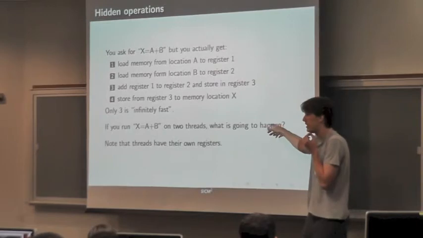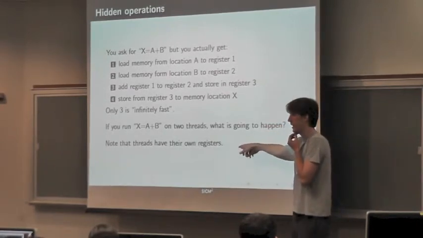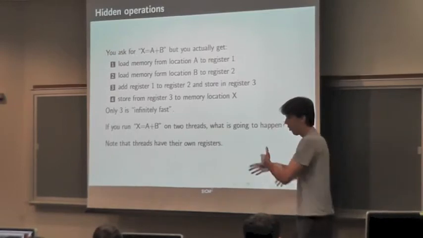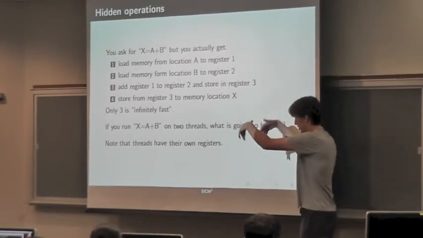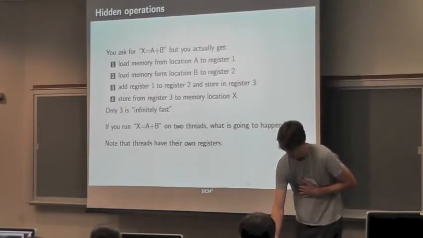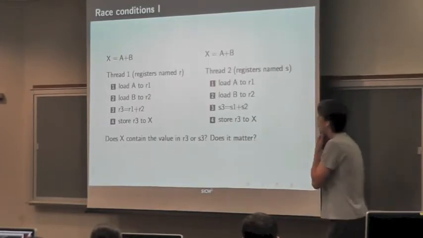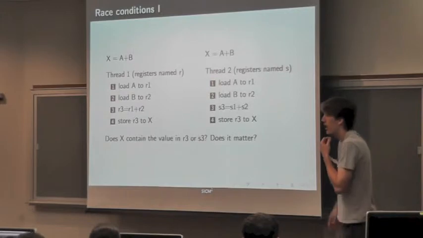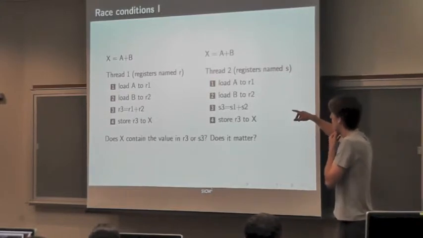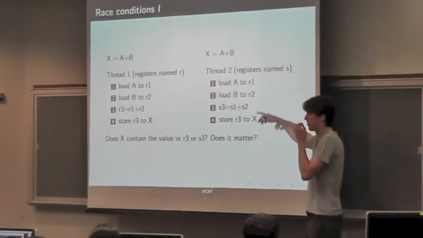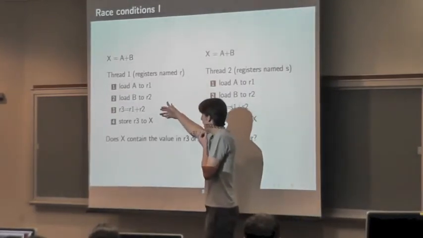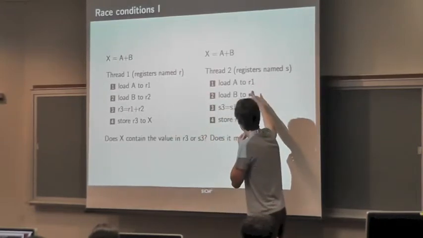A thread, in my definition, is something that has its own registers, generally speaking. Even if 2 threads share a set of registers, they have their own virtual registers. So, what's a race condition? Now I have 2 threads, and they're both going to compute x equals a plus b. I'm going to name the registers R and S so you know that they're different. So, load, add, store, and over here you load, add, store.